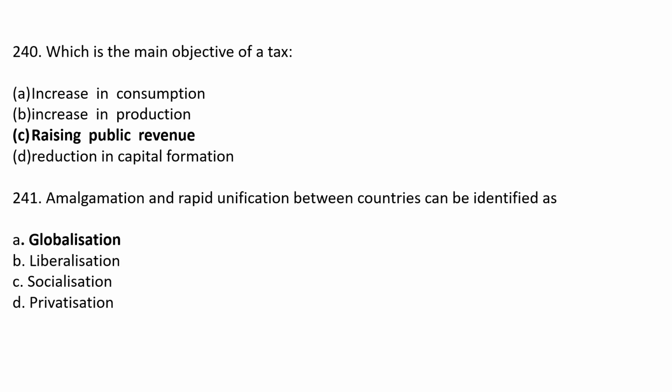Amalgamation and rapid unification between countries can be identified as option A globalization, option B liberalization, option C socialization, option D privatization. The correct answer is option A globalization.